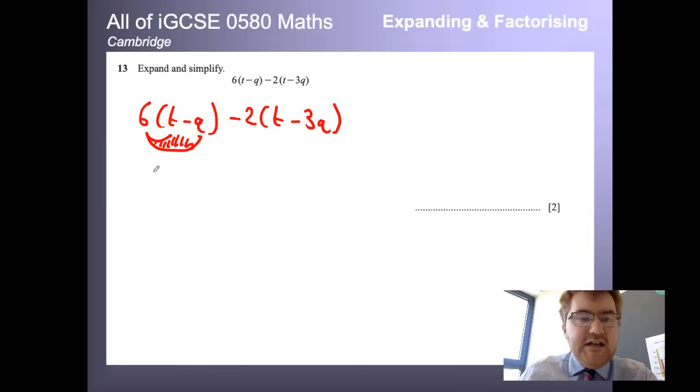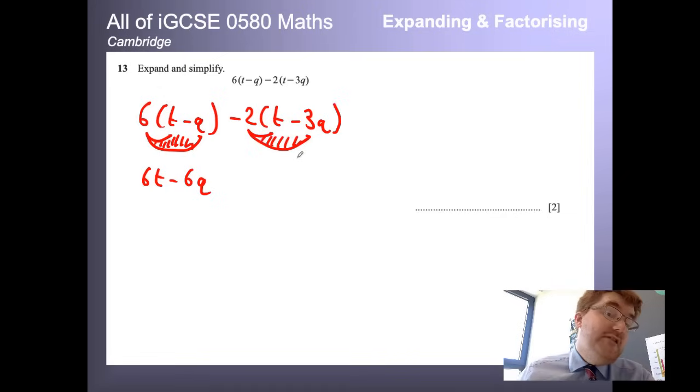So 6 times t is 6t. 6 times minus q is minus 6q. And we're going to use the hook again. Double hook. Sounds like a boxing match, doesn't it? To actually expand this. So minus 2 times t is minus 2t.